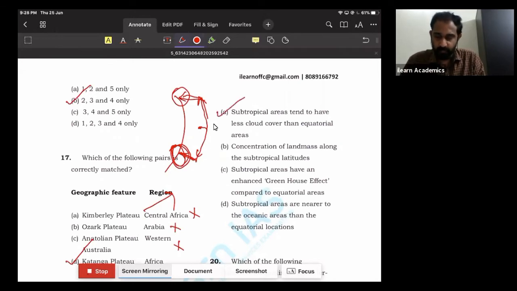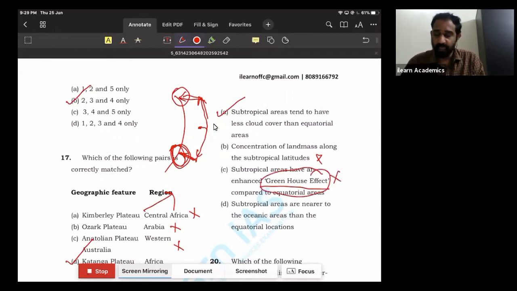Answer is A. The subtropical areas tend to have less cloud cover than the equatorial areas, so the sun's rays will keep on reaching the ground level. Concentration of landmass along the subtropics is there, but it is not the primary reason. Option C says subtropical areas have an enhanced greenhouse effect. The option is trying to say that more greenhouse gases are present in the subtropics, and these will absorb more heat, which is not true. So we can eliminate that.